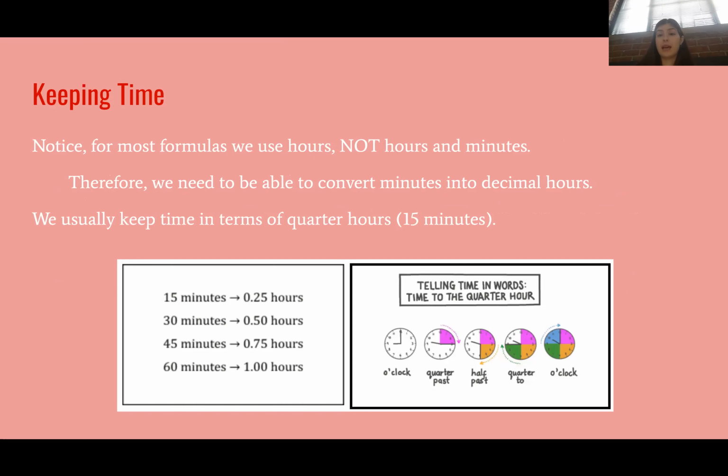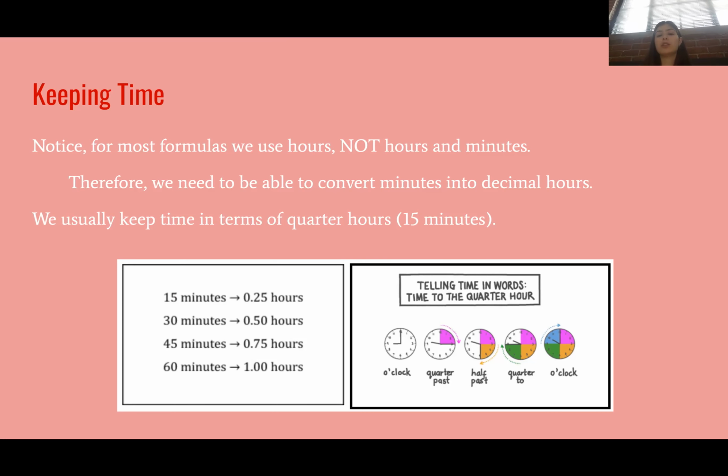Now, keeping time. We have to remember that when we're talking about hourly wages, we also have to make sure that we're talking about how to keep time. Notice that the formulas use hours, right? Not hours and minutes. Because we don't always work solid hours. Sometimes we work for 5 hours and 15 minutes or whatever, right? Most of the time, we work some type of minutes after that. But we don't use minutes in the formulas. We use the hours. So that means that we have to learn how to convert minutes into decimal hours.